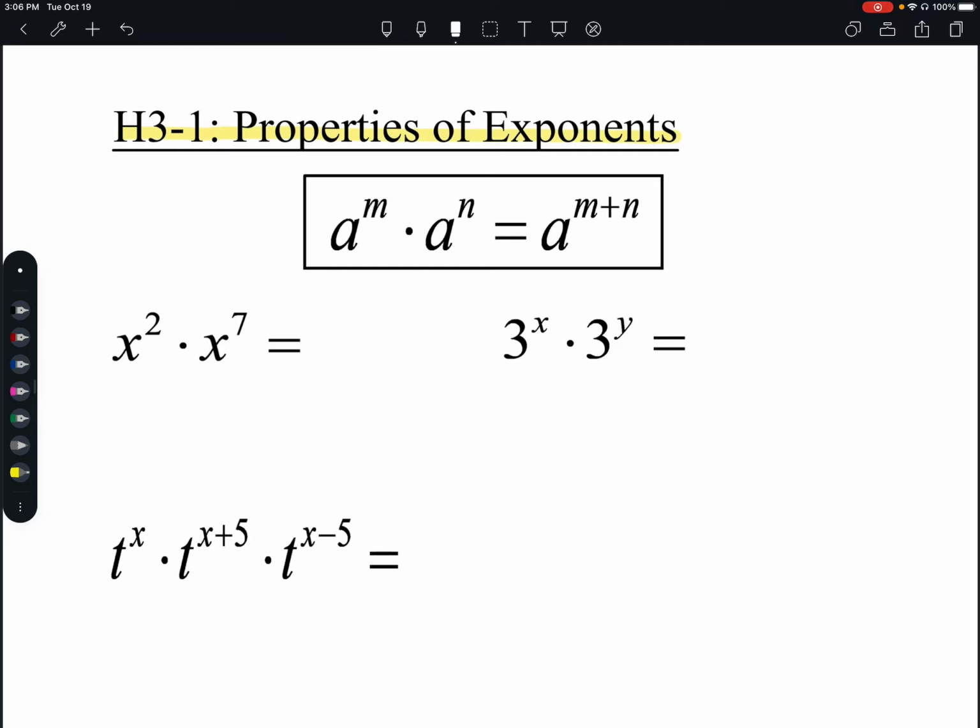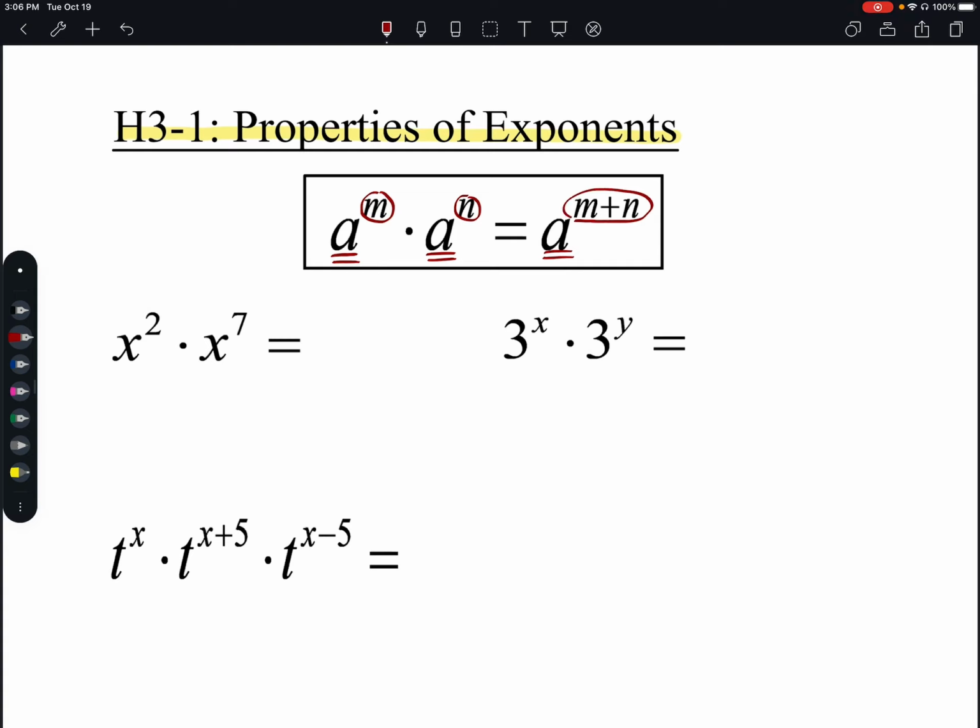Starting out with the first property, we have a to the power of m times a to the power of n is equal to a to the power of m plus n. What we're looking at here is multiplying the same number times itself, but with different exponents. When we multiply two numbers with the same base, all we're going to do is add those exponents together. Just a shorter way of writing it.